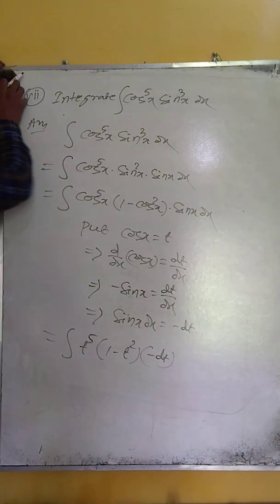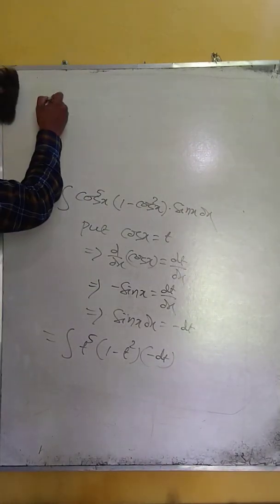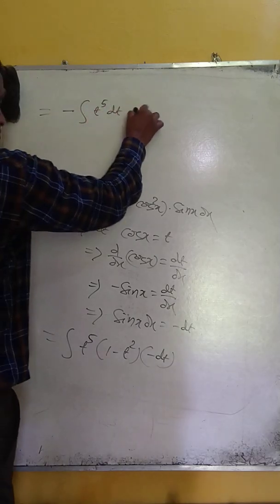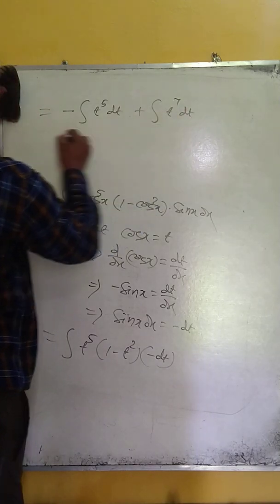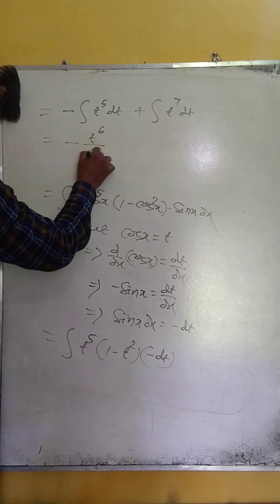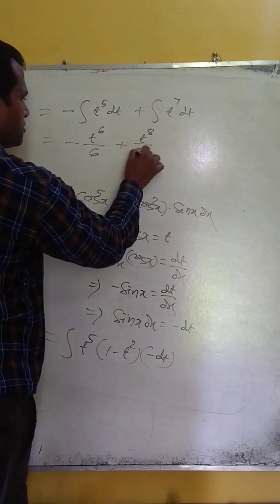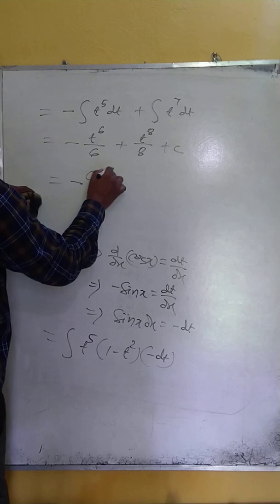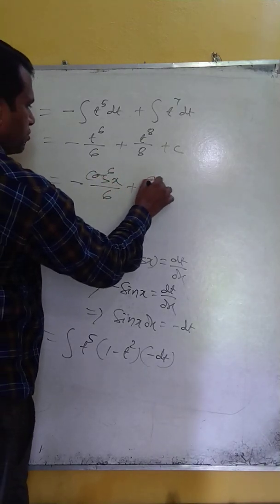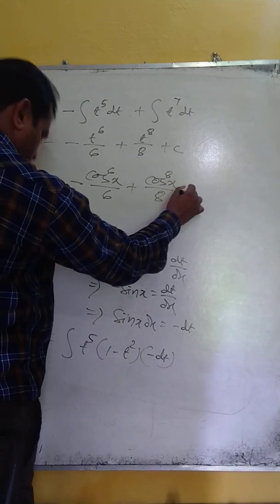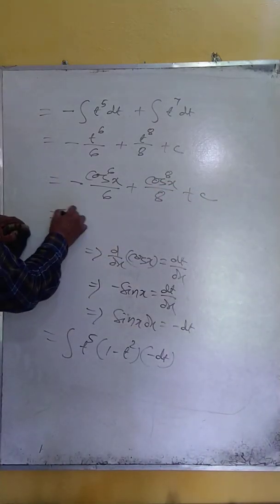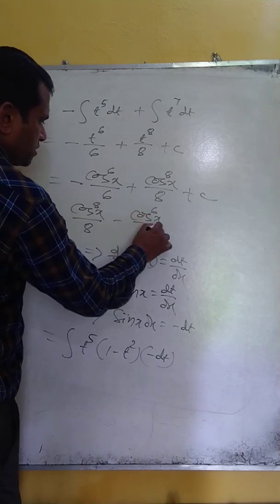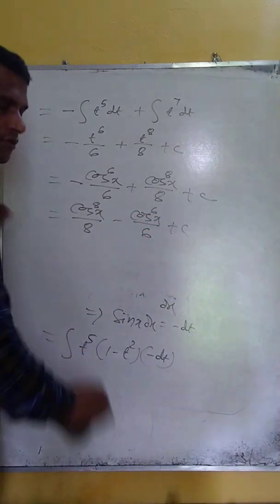So we write that equal to minus integral t to the power 5 dt plus integral t to the power 7 dt, which is minus t to the power 6 by 6 plus t to the power 8 by 8 plus c, that equals minus cos to the power 6 x by 6 plus cos to the power 8 x divided by 8 plus c. Or we write it as cos to the power 8 x divided by 8 minus cos to the power 6 x divided by 6 plus c. Okay, thank you.